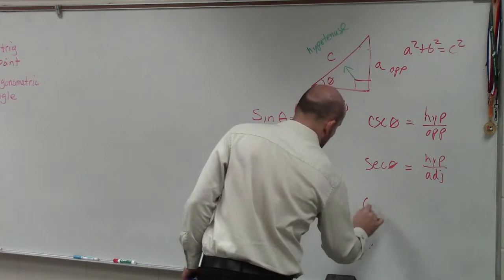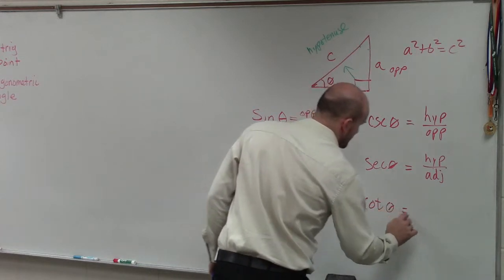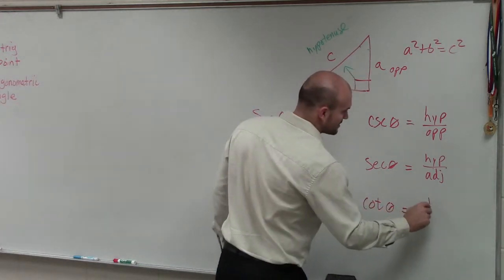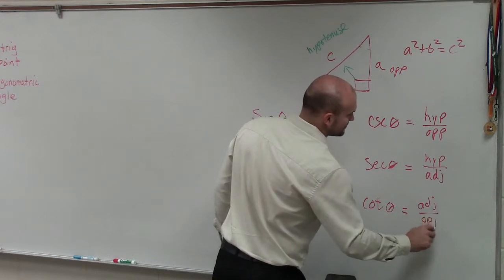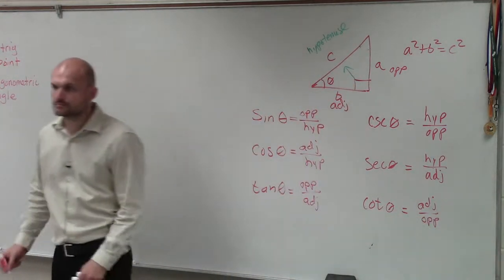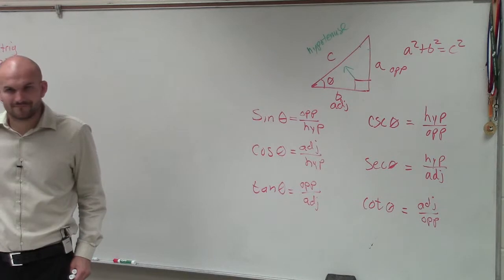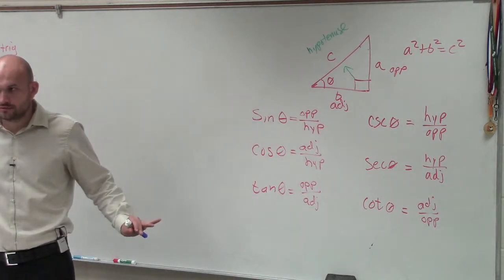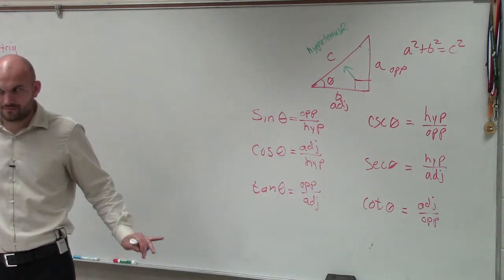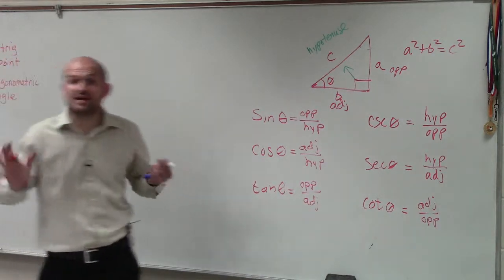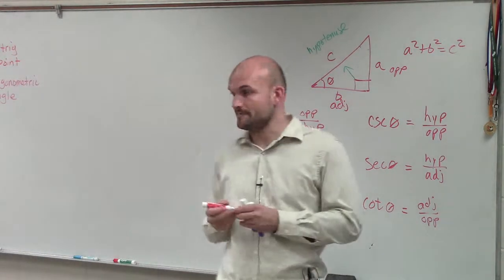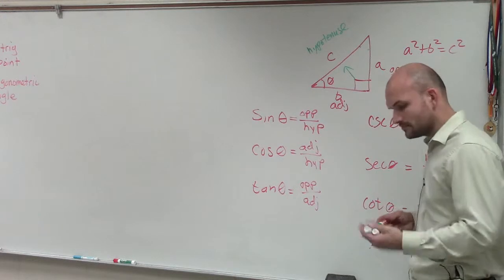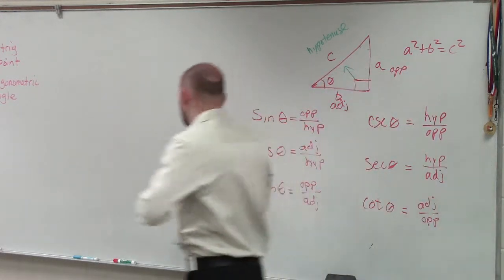And the reciprocal of tangent is cotangent, which is adjacent over opposite. OK? Everybody cool with that? That just means the ratio when you're given these two. OK? So now let's talk about a unit circle.